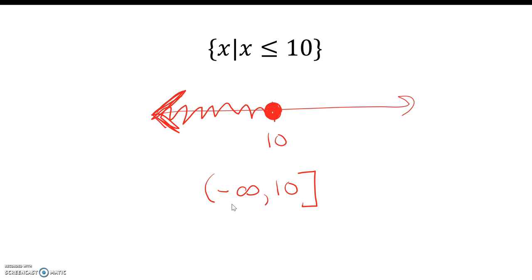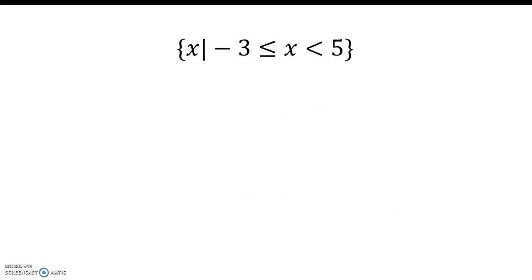So this basically reads then like the interval negative infinity to 10, where we are including the 10. So 10 could be an answer. We could have 0, we could have 1, 2, 3, we could have a half, we could have negatives in there. But the big thing about this one is we are including the 10. If you want to try the next one on your own, pause the video.